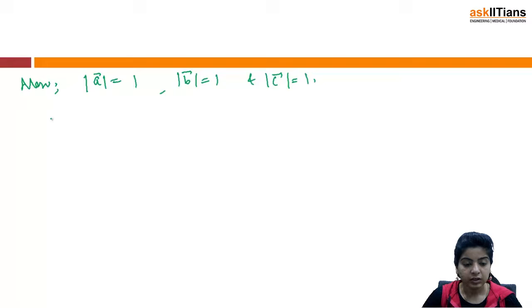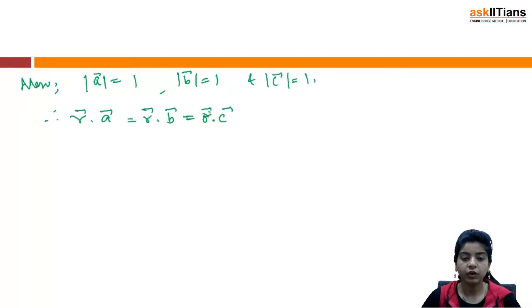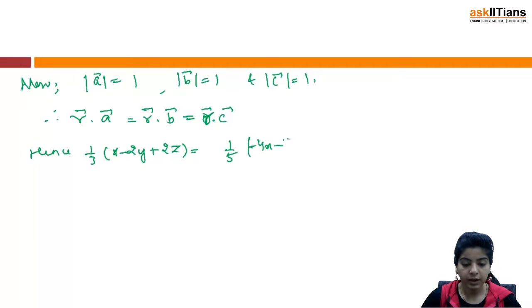So that means the dot product of vector R and vector A is equal to the dot product of vector R and vector B, which is equal to the dot product of vector R and vector C. This is what I get. Hence 1 by 3 of x minus 2y plus 2z is equal to 1 by 5 of minus 4x minus 3z, which is equal to y. So this is what we have.